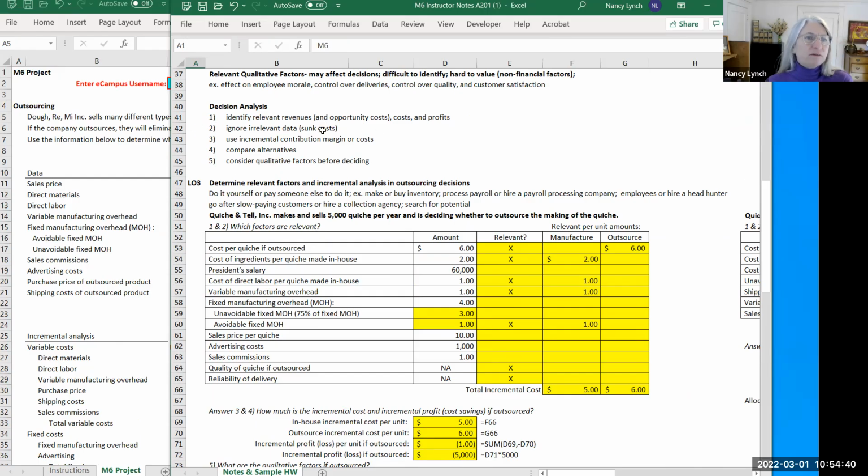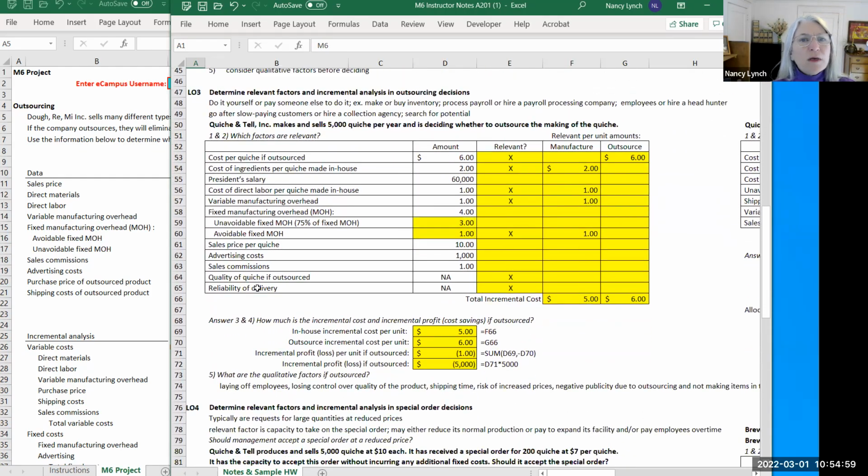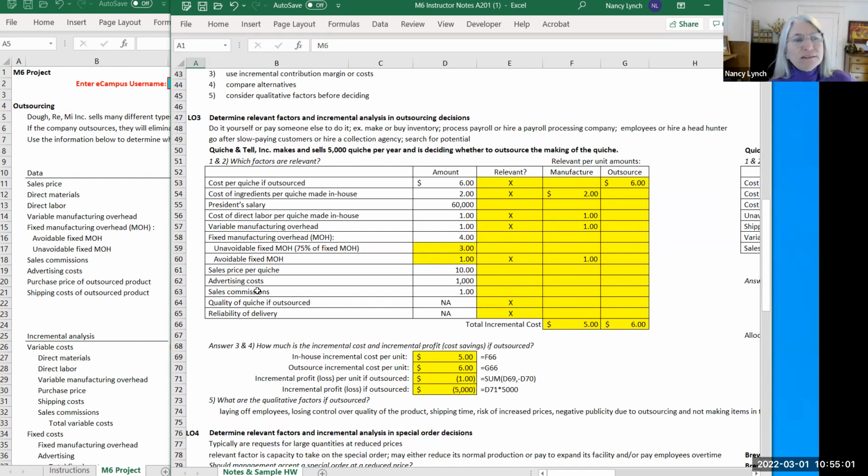Examples of something that's irrelevant are what we call sunk costs. If you've already, say, bought the equipment and you can't get anything for it, that's not part of the decision if you were trying to decide whether to eliminate something. That's just one example, but there's a lot of examples you have in your instructor notes. My recommendation, as always, is use your class notes as a practice to see if you understand the material. Make your mistakes there, and then you can compare to the instructor notes.